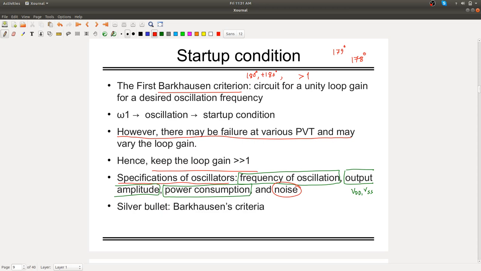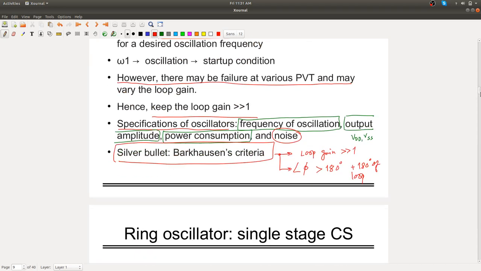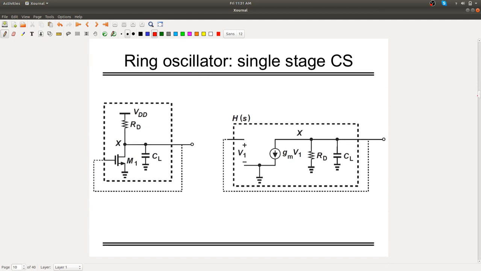It's with respect to time, it's not following the same 1 to 0 or 0 to 1 transition, so its timing is changing. And the silver bullet is you have to follow the Barkhausen criteria, and it has two conditions: loop gain has to be much higher than 1, and phase has to be greater than 180 degree plus 180 degree of loop. When you are reaching that, there is no problem.